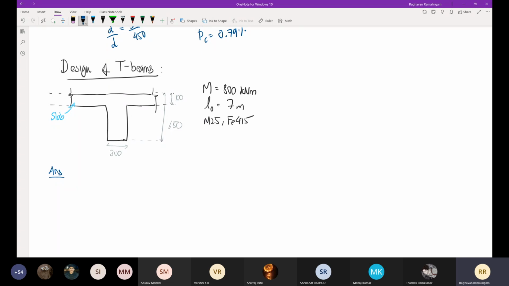The details given to you: this is a beam cast integrally with the slab. Cast integrally, or monolithically, meaning you have a rectangular beam cast integrally with the slab, and we want to design it by taking advantage of the slab portion also. We want to take the contribution of the top slab in resisting the moment which is required to be resisted. So we want to resist 800 kilonewton meter.